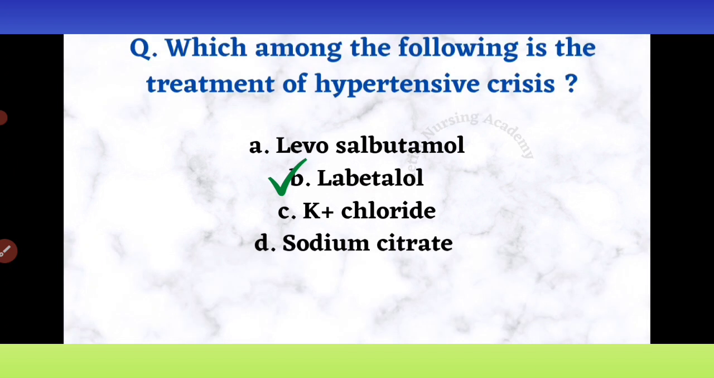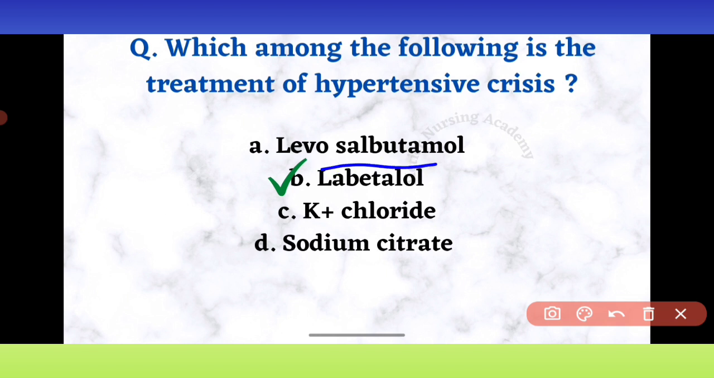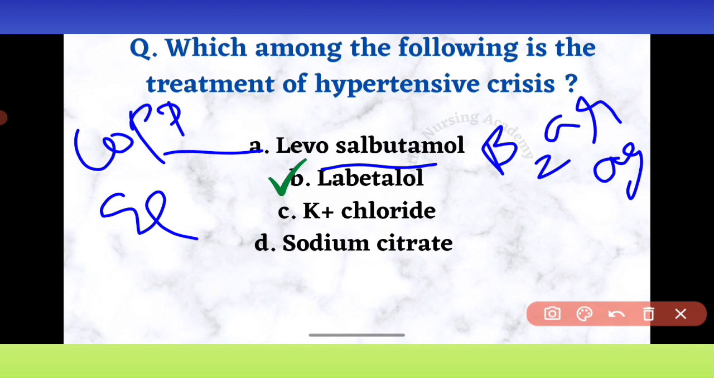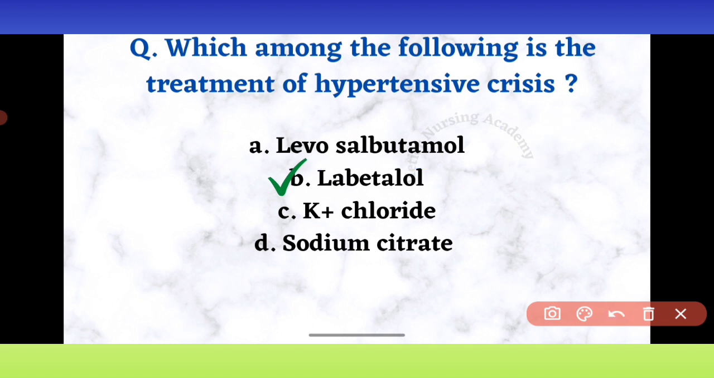Why did we select option B as the right one? Let's see the options one by one. Let's see the rationale one by one. The first one is levosalbutamol. What is that? It is a beta 2 adrenergic receptor agonist. And what is the function of this? It is commonly used for COPD patients and asthma patients, and it is nowhere related to hypertensive crisis. So we can remove option A.